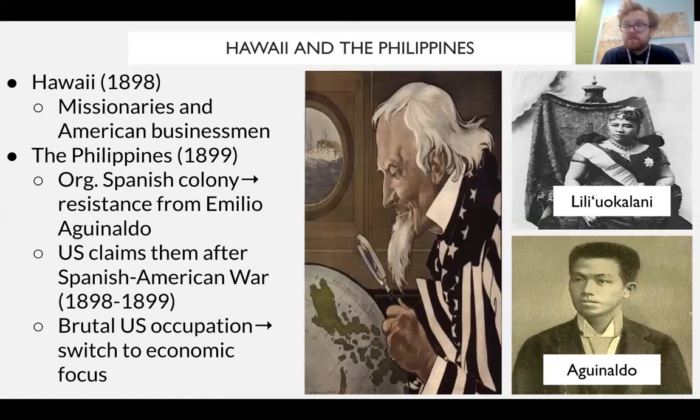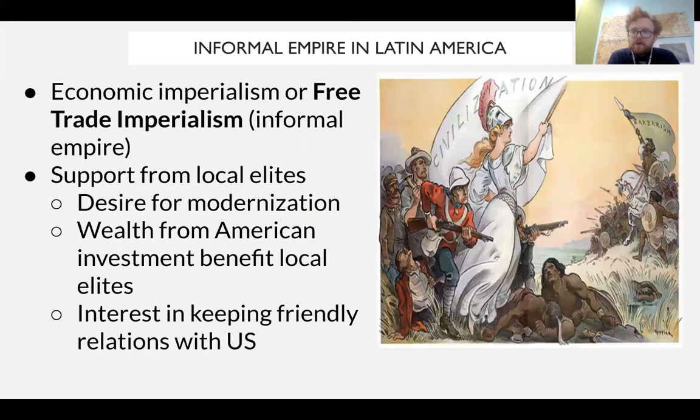So we got our two examples of formal empire, of more direct government control over overseas territory. So we got Hawaii, we got the Philippines, awesome. But the main area we are going to see American imperialism is through trade, is through economics. So we call this idea economic imperialism. This is often referred to as free trade imperialism or informal imperialism. These all mean the same thing.